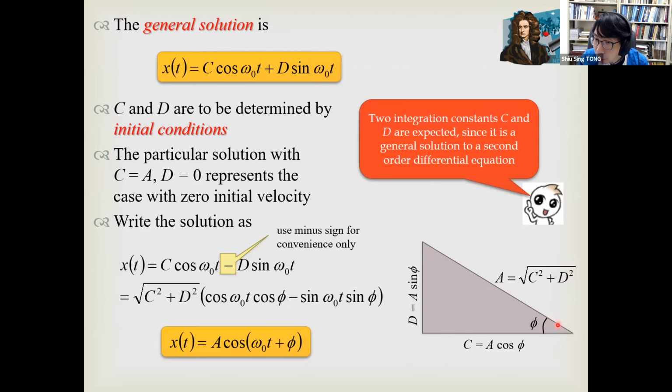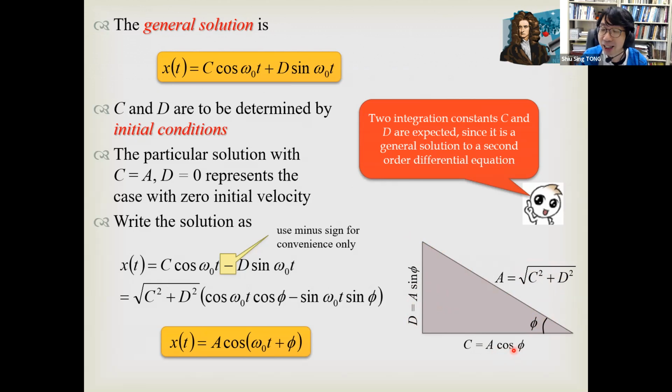then because the vertical side is D and the horizontal side is C, the hypotenuse, I call it A, will be equal to the square root of C squared plus D squared by Pythagoras theorem. Is that right? And I can also express D in terms of A and phi. If this is A and this angle is phi, then D is A sine phi, and the base C is equal to A cosine phi.